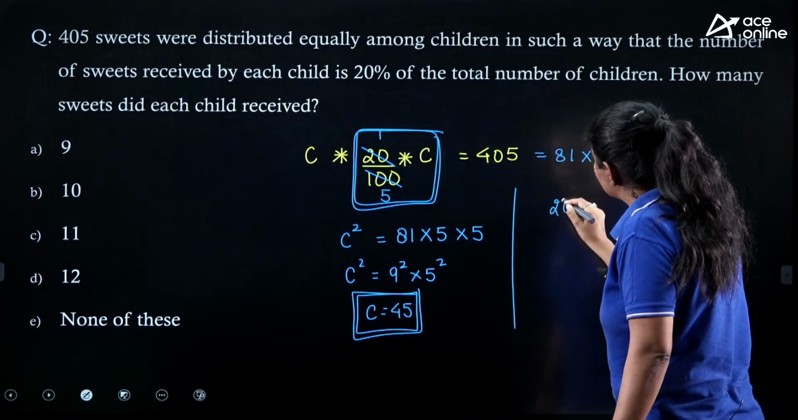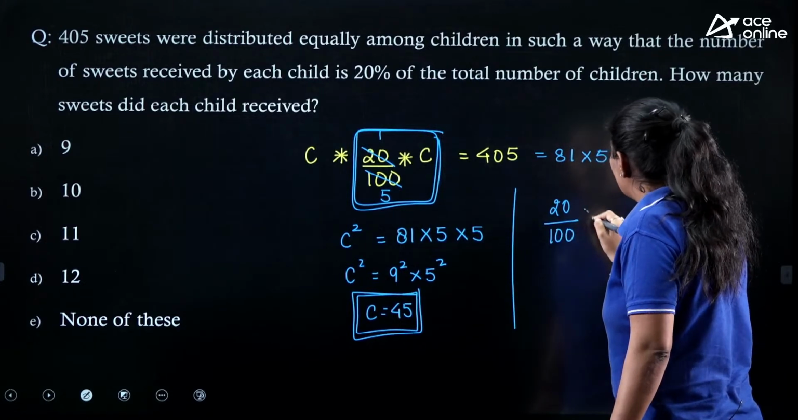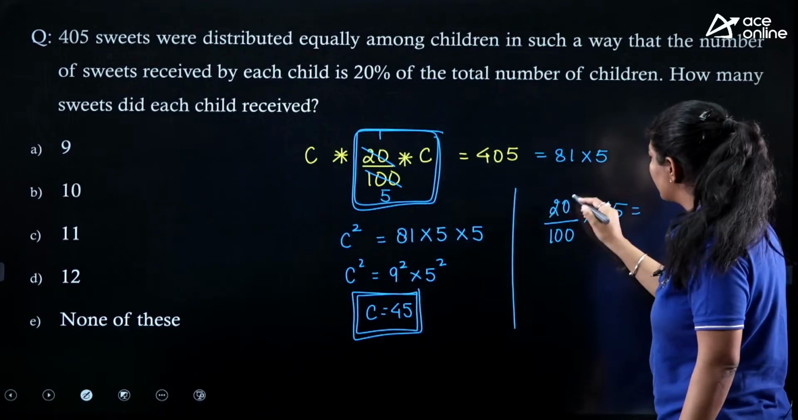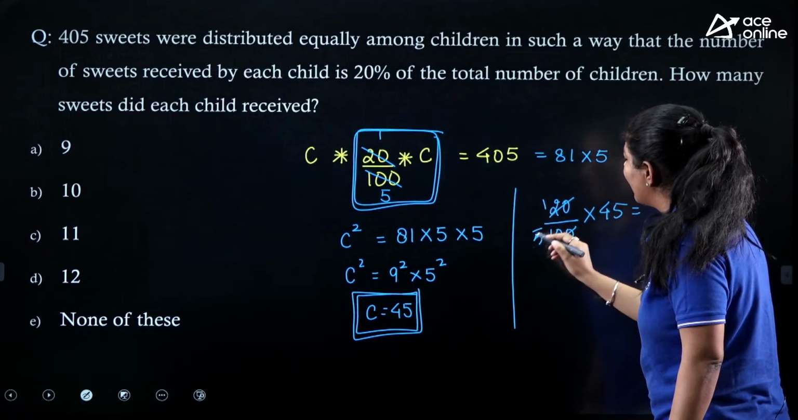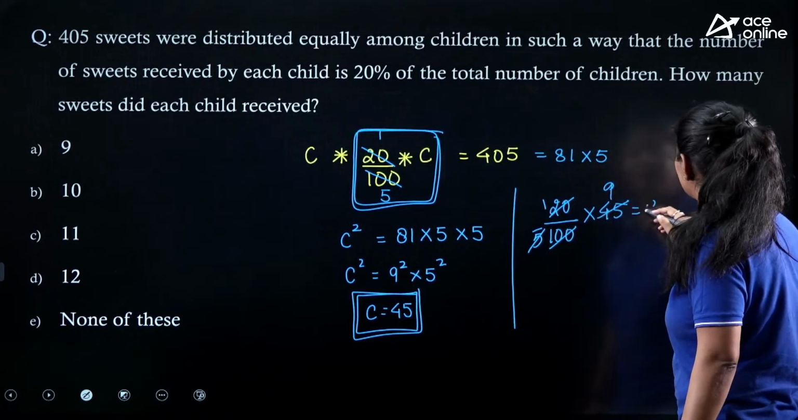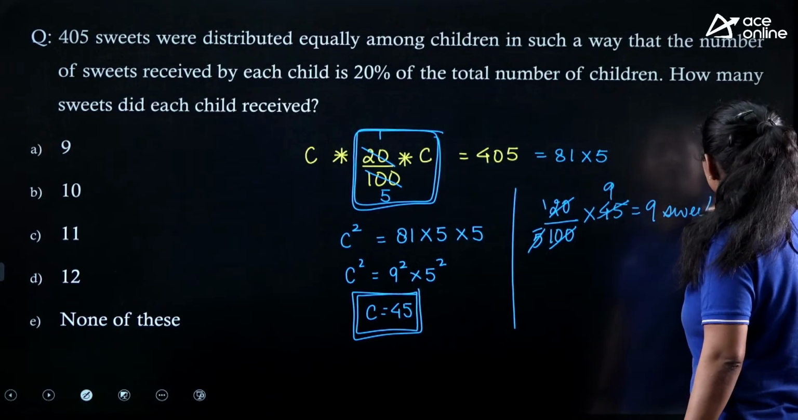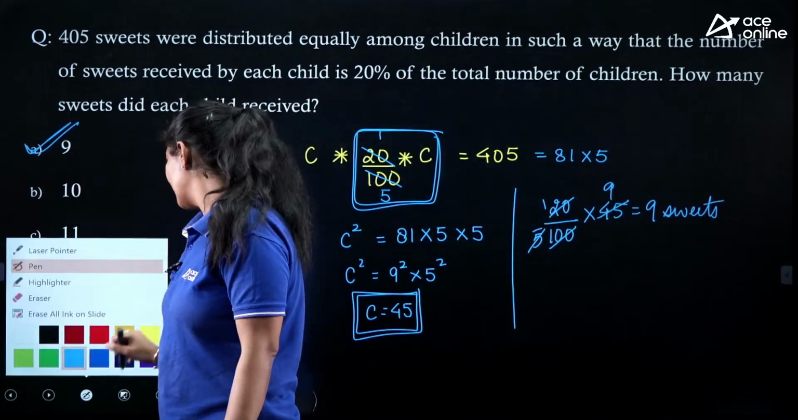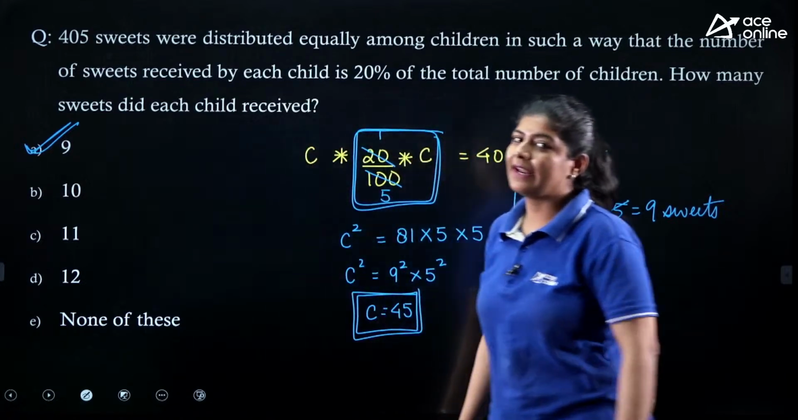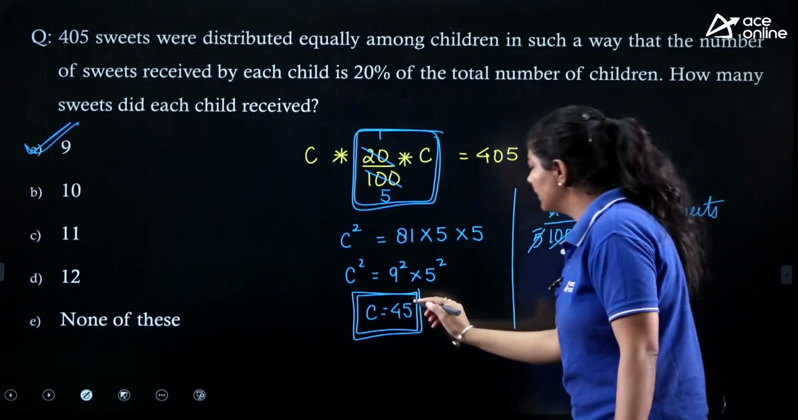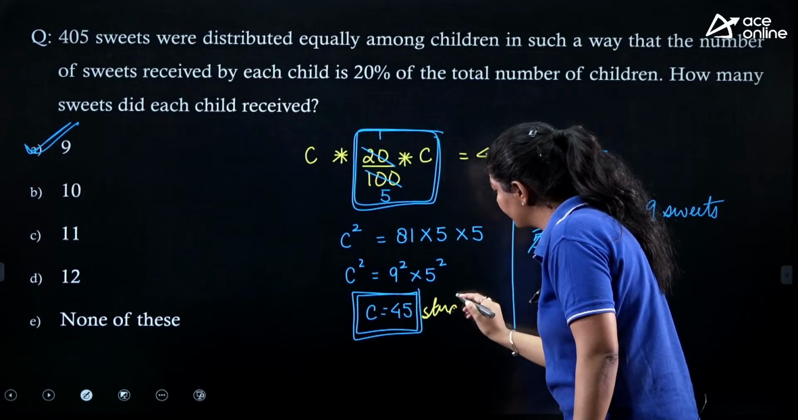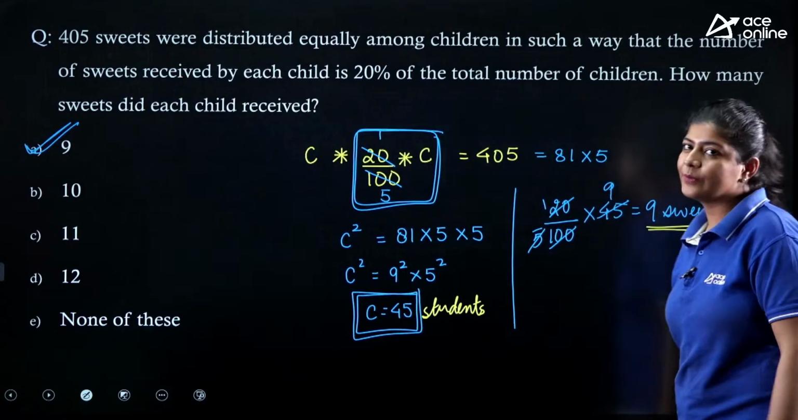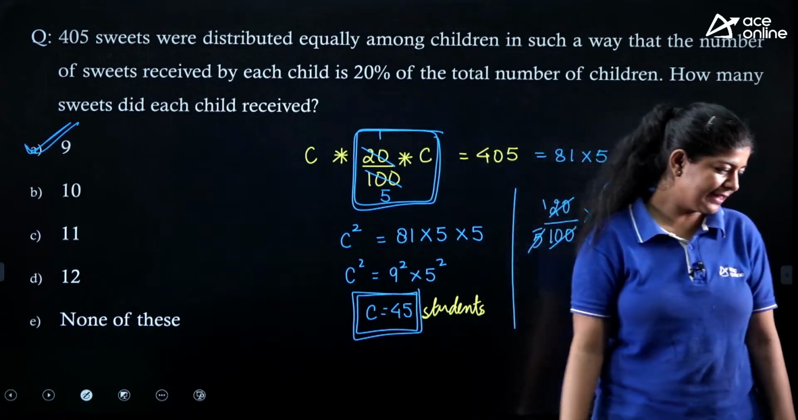So 20% of 45 is the number of sweets that each child is getting. Here we get 1 by 5, we can eliminate it, and ultimately we get 9 sweets. That means option number A is the correct one. This is the easiest question in today's session, right? So these are the 45 students, or children, and here we have 9 sweets. Option number A is the correct one.